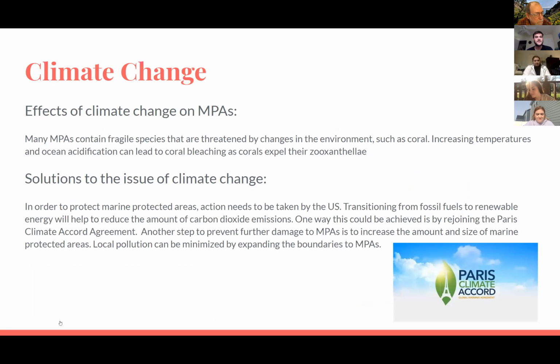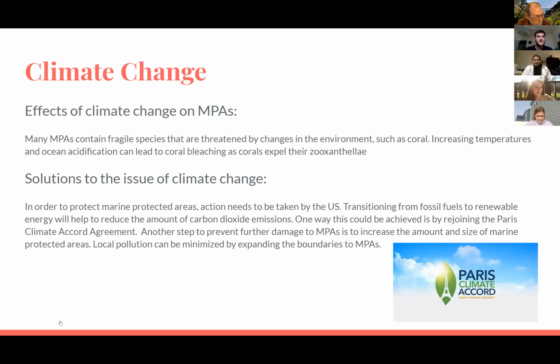So many MPAs contain fragile species, like I just said, that are threatened by changes in the environment, such as coral. Increasing temperatures combined with ocean acidification can lead to coral bleaching as the corals expel their zooxanthellae. I can't really pronounce that very well.